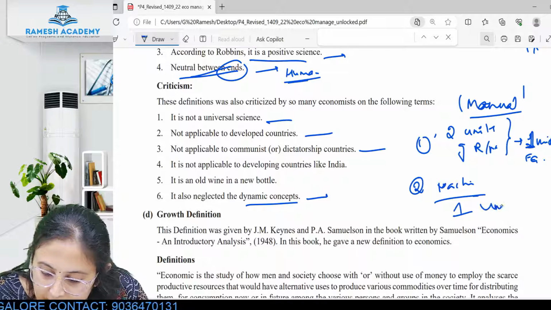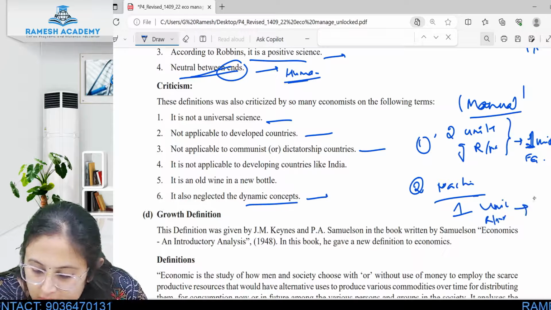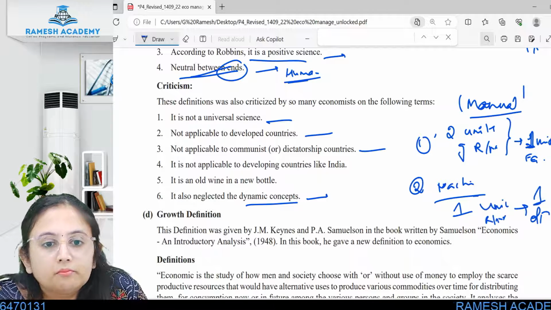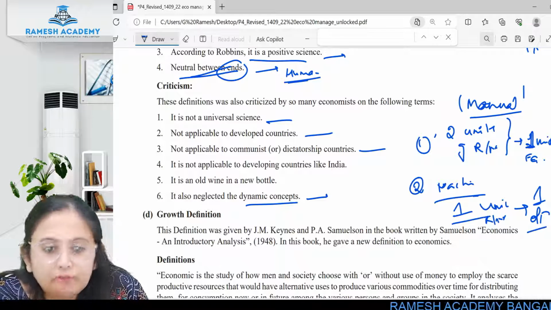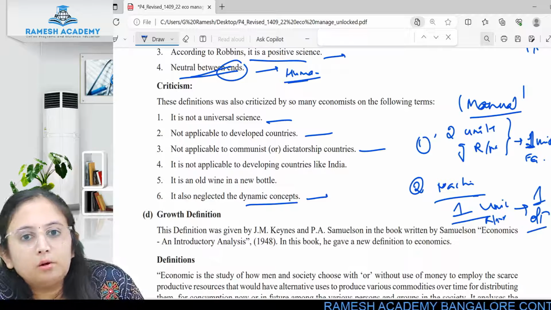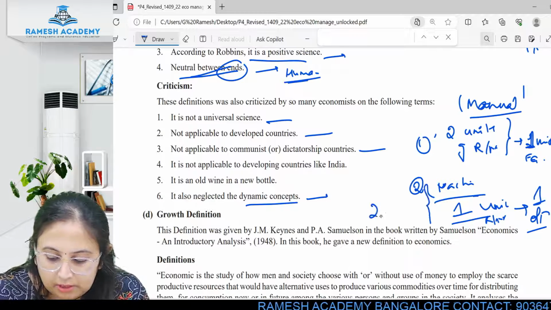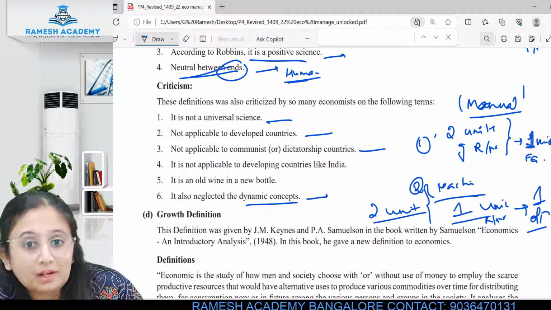That is, 1 unit of raw material, if you give it as an input, it is giving you 1 unit of output. So if you are achieving 1:1, then you can satisfy more and more human wants. Same resource you are using, but instead of 1 unit, you can now produce 2 units in the same place. So that is dynamic concept.